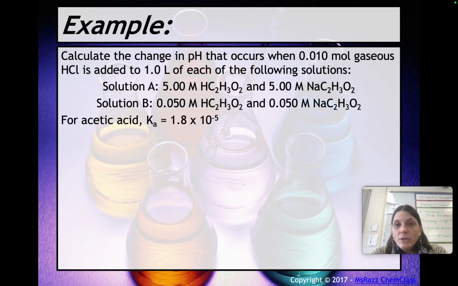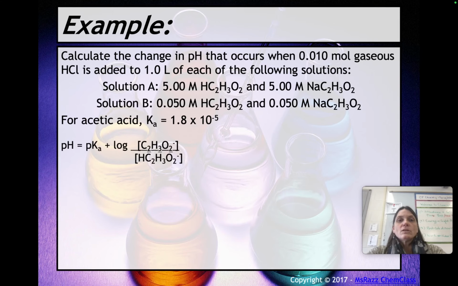In this example, we're going to compare the acetic acid acetate buffer from the previous section. We're going to compare a 5 molar concentration of the buffer versus a 0.05 molar concentration. Both of these buffers have the same pH to start with, because they have equal amounts of acetic acid and acetate ion, and the same pKa. At first glance they look identical. The only difference is how much acid or base you can add before the pH changes drastically.